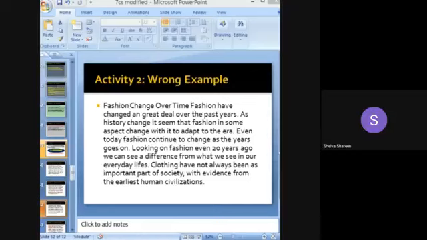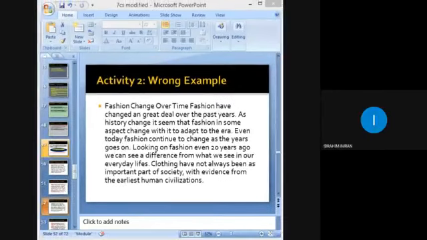What happens to your subject verb agreement, beta? As history changes, it changes. We are talking about the second sentence. As history change, it seemed that fashion. The corrected version of the second sentence is: as history changes, comma, it seems that fashion in some aspects changes with it to adapt to the era. All right, it's okay.